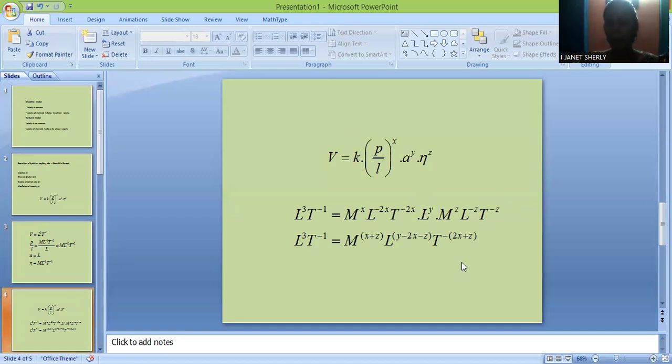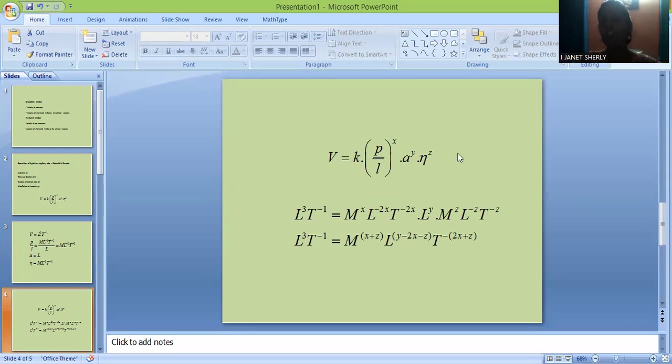Fine. So now I'm just going to combine the powers of M, L, and T. So L^3 T^-1 remains the same; the left-hand side is going to remain the same. On the right-hand side, I have M^X and I have M^Z, so I can just club it together, which is going to be M^(X+Z). Similarly, for L, I have Y minus 2X and minus Z. Similarly, for T, I have minus 2X and minus Z. I have just taken the minus out, it is 2X plus Z.